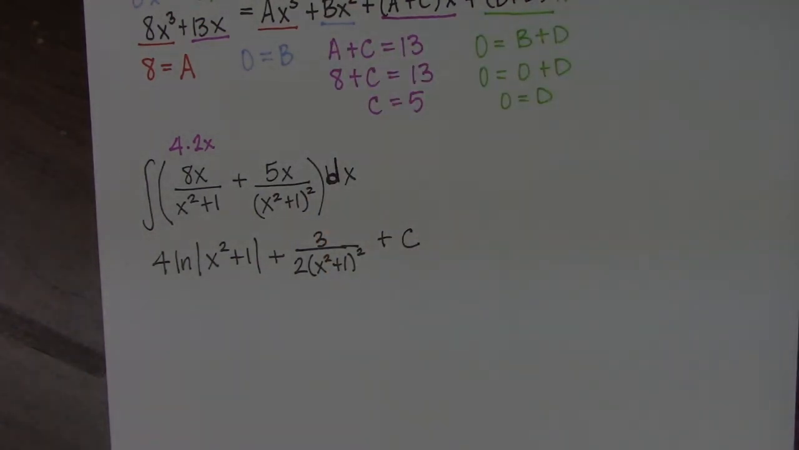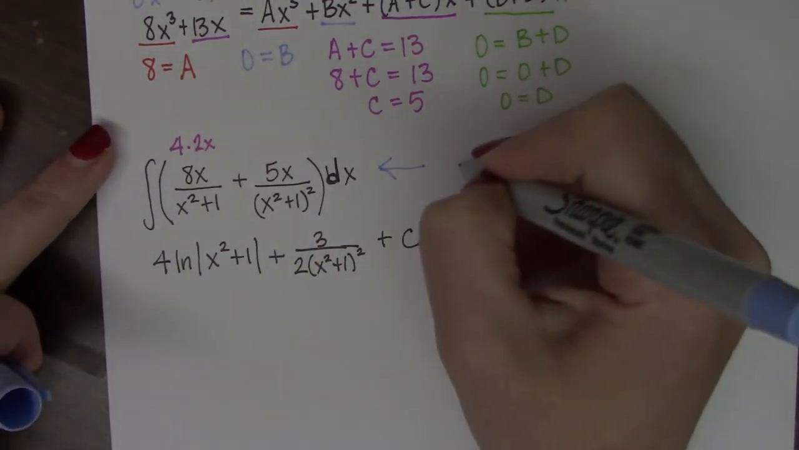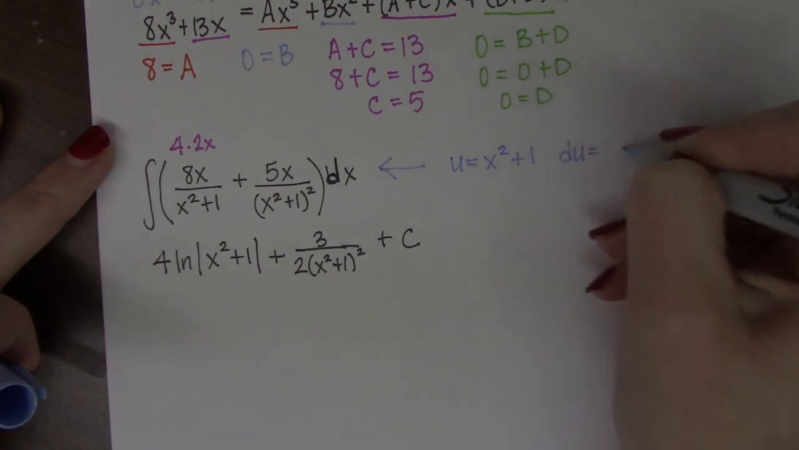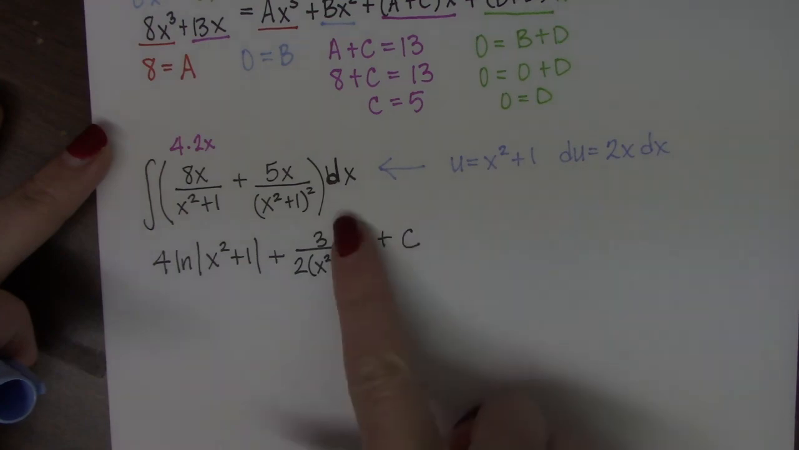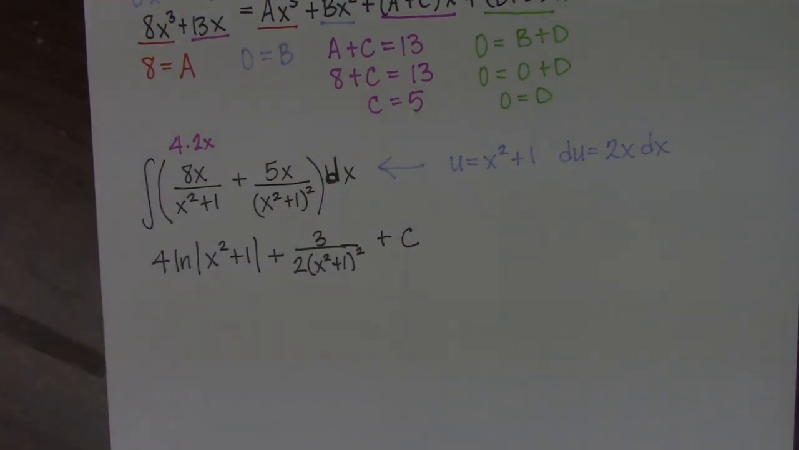Sorry, this was supposed to be a dx. I definitely recommend for this part, for practice, you setting this up where u is x squared plus 1, du is 2x dx. So I definitely recommend you trying to work this out in detail on your own, but you should get 3/2 times 1 over x squared plus 1 quantity squared.